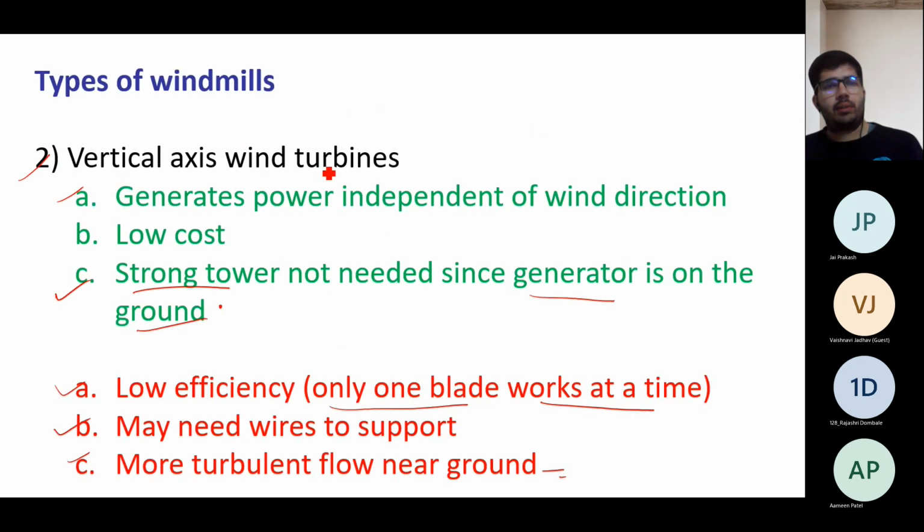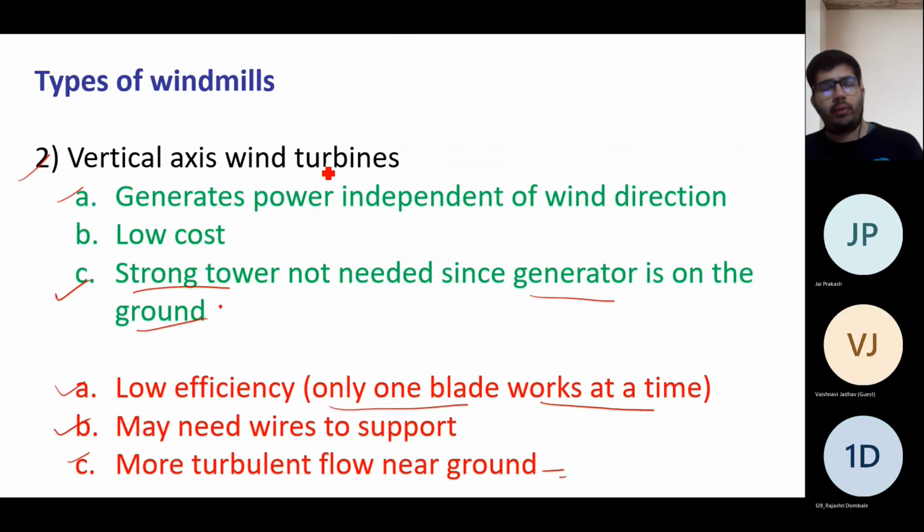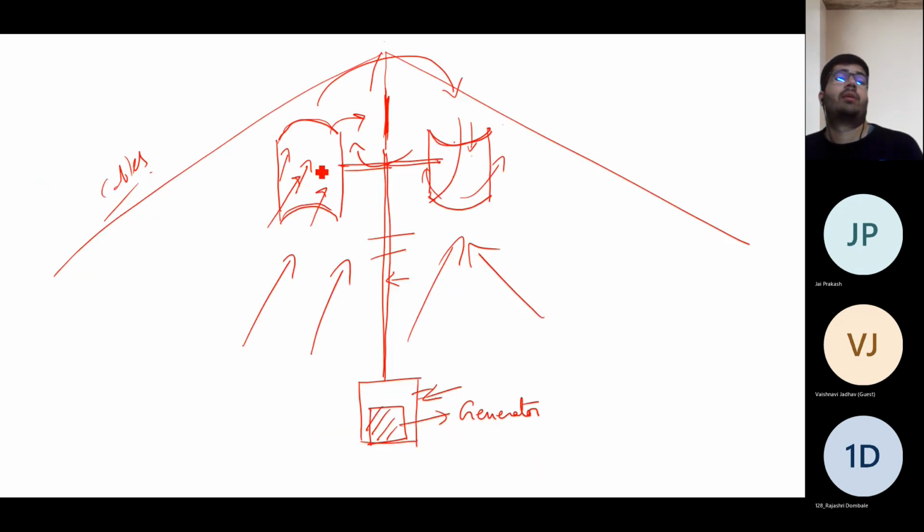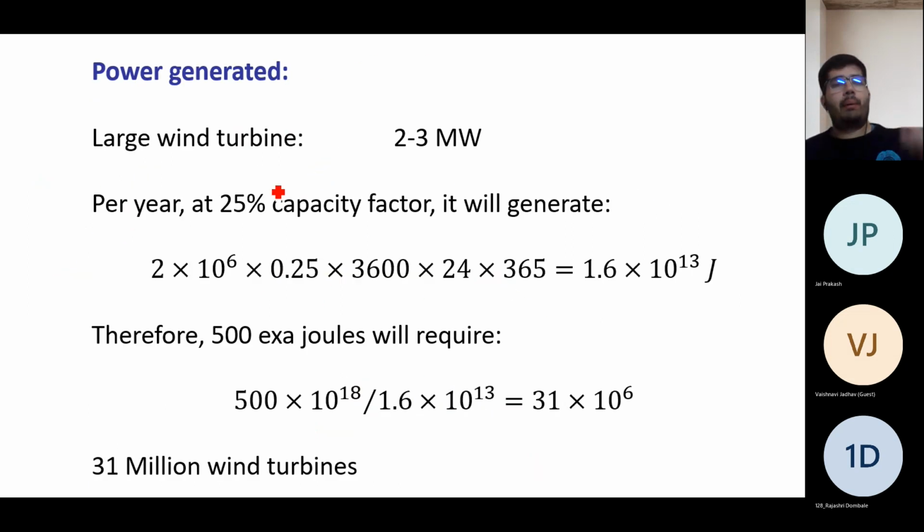So now we have seen two types of wind turbines: horizontal axis wind turbine and vertical axis wind turbine. Now let's look at the power generated. Suppose a larger wind turbine has 2 to 3 megawatt capacity, with a 25% capacity factor per year.